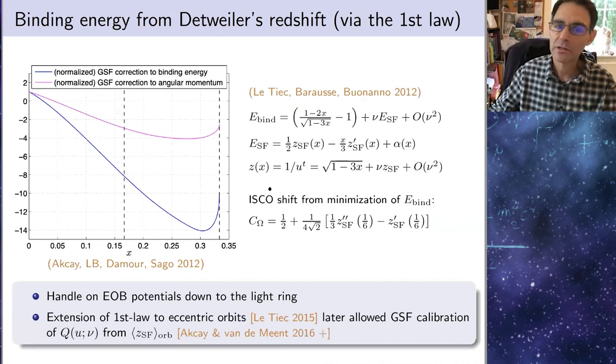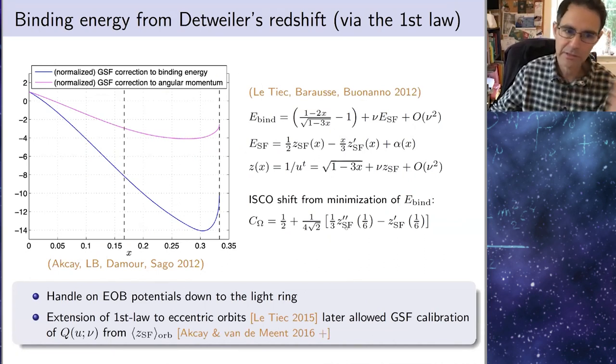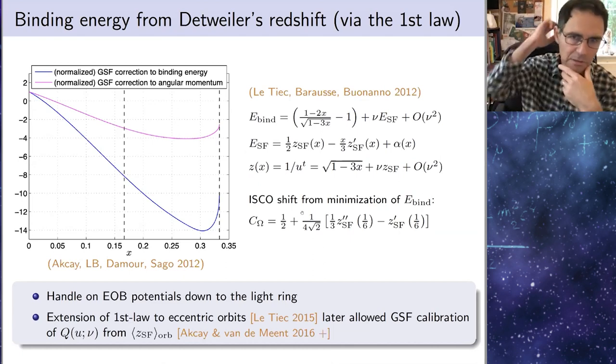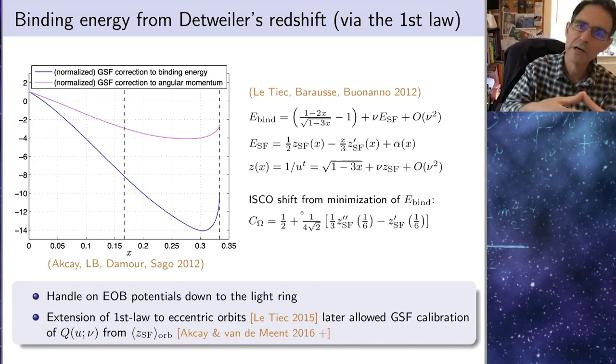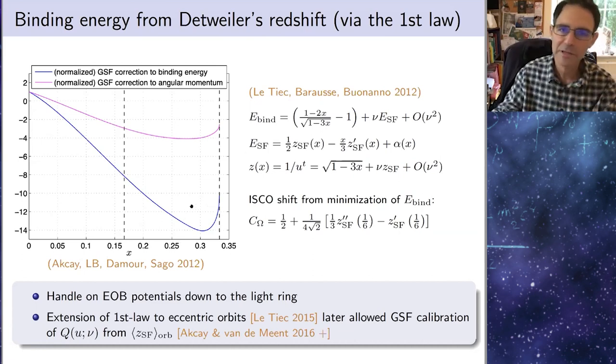And as a first test, you can also locate the ISCO by minimizing this binding energy, and you get the same result. And so now you have access to the energetics of the problem from the first order perturbation, and you can take it down to the light ring. This is what we did in a later collaboration with Thibault. Here we have a calculation of the binding energy all the way down to the light ring now. And so that was very helpful.